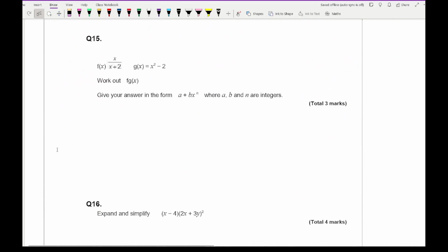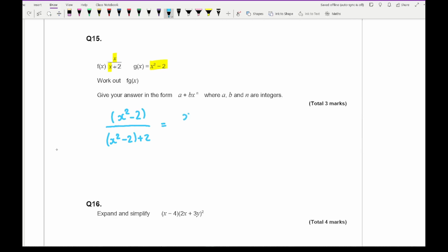Moving on to question 15, and again this is another functions question. So here we've got f of x equals x over x plus 2 and g of x equals x squared minus 2. Work out fg of x. Give your answer in the form a plus bx to the power of n, where a, b and n are integers. So again, wherever I see an x in f of x, I'm going to swap it with this. So what I then get is x squared minus 2 over x squared minus 2 plus 2. Again, you don't need to use brackets, but hopefully you can see what I've done there.